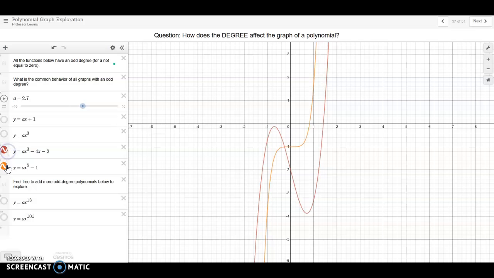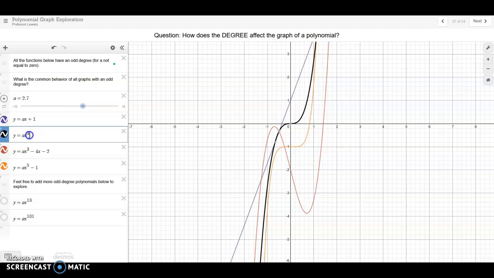So is that true for the other graphs too? They seem to be following that same pattern. In fact, they all follow the same pattern as x cubed. Is that true for when my functions get really big, like a 13th degree and a 101st degree? They all have that same pattern.